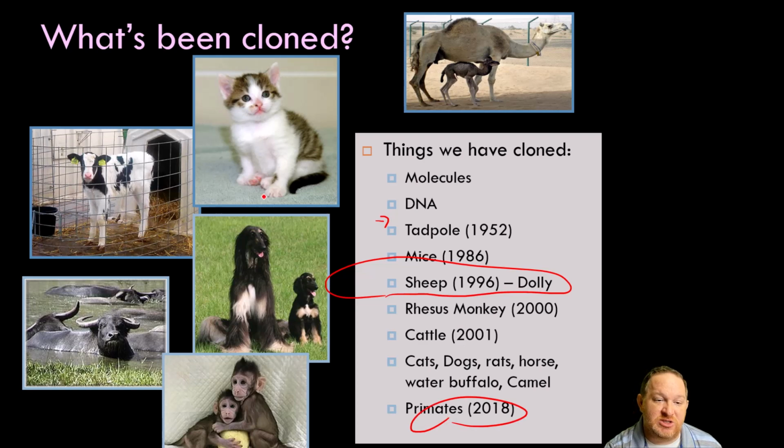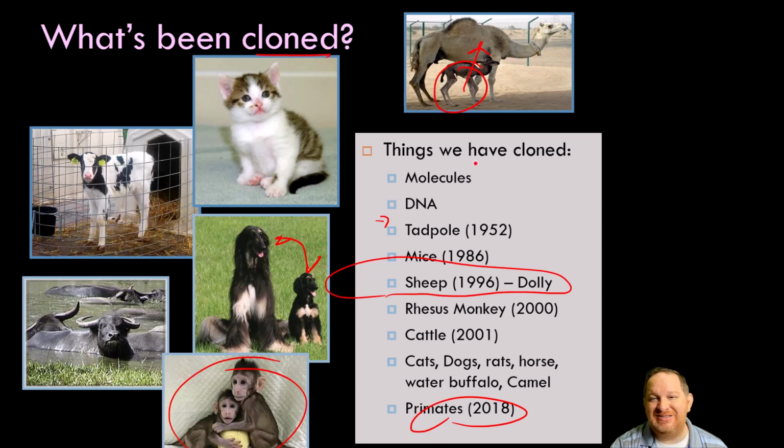All these pictures you are seeing here are actually cloned animals, right? So here's the clone from there. Here are some cloned monkeys. Here's the cloned camel from its clone donor. And so we've actually already cloned a lot.